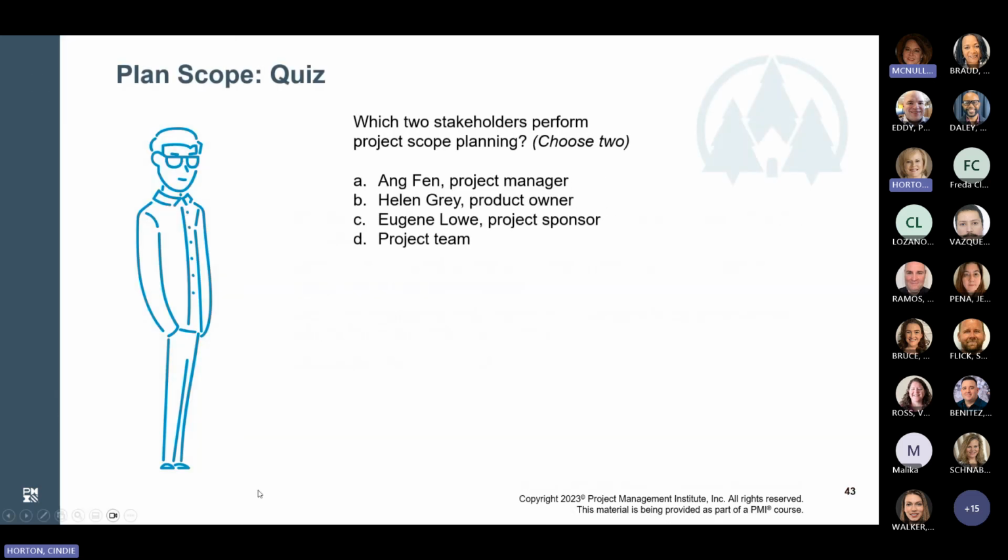All right, so as we near the end here, we have a little bit of a quiz, and I hope I can navigate it properly here. So let's take this quick quiz, okay? Which of the two stakeholders perform project scope planning? You get to pick two.